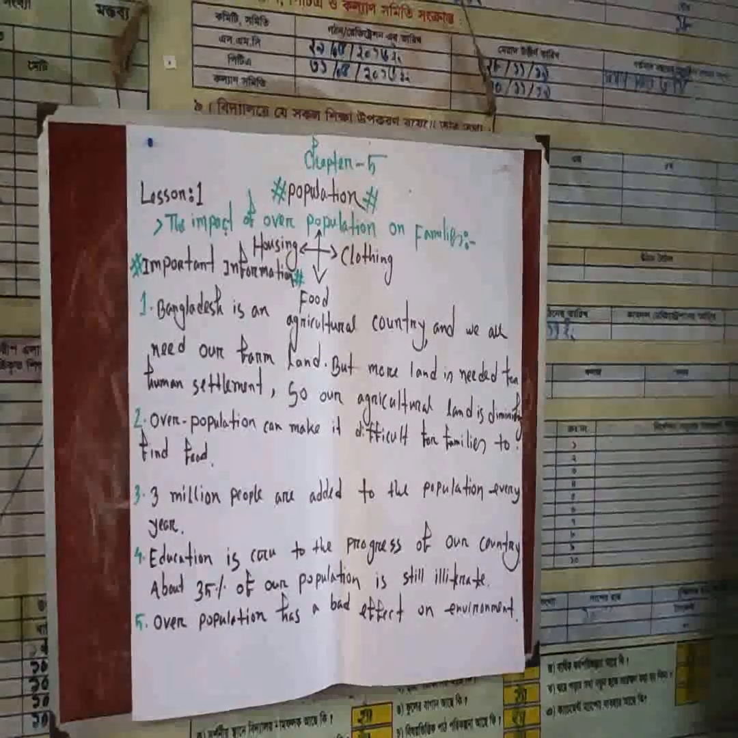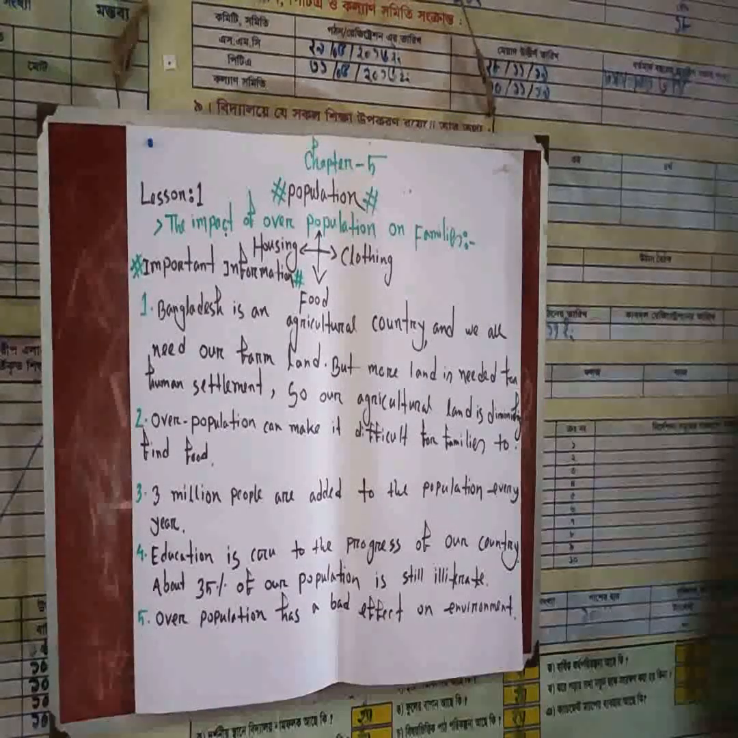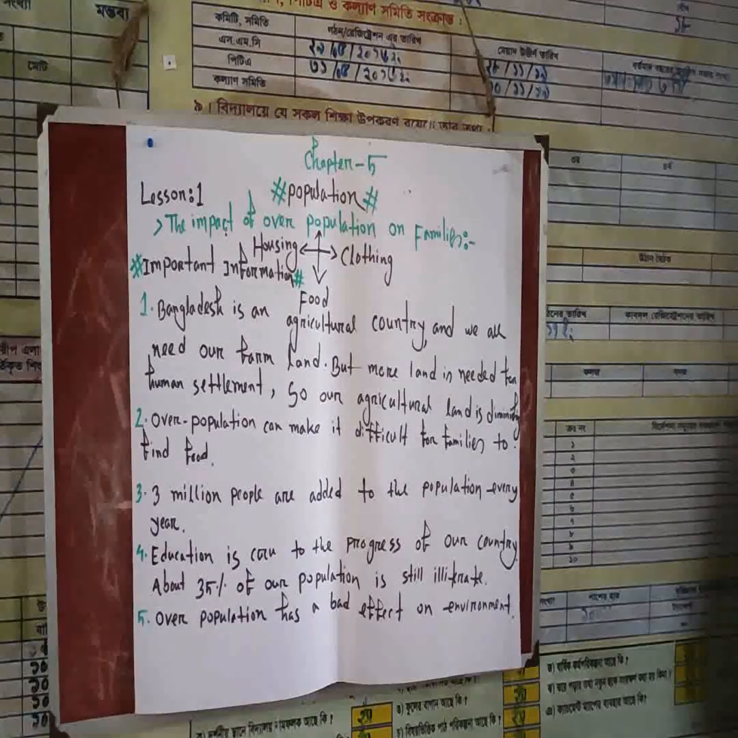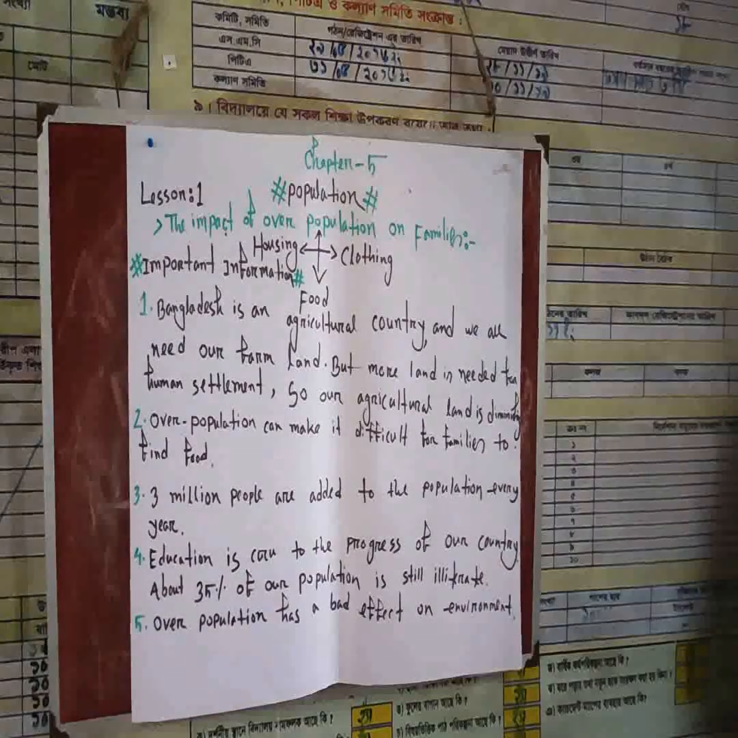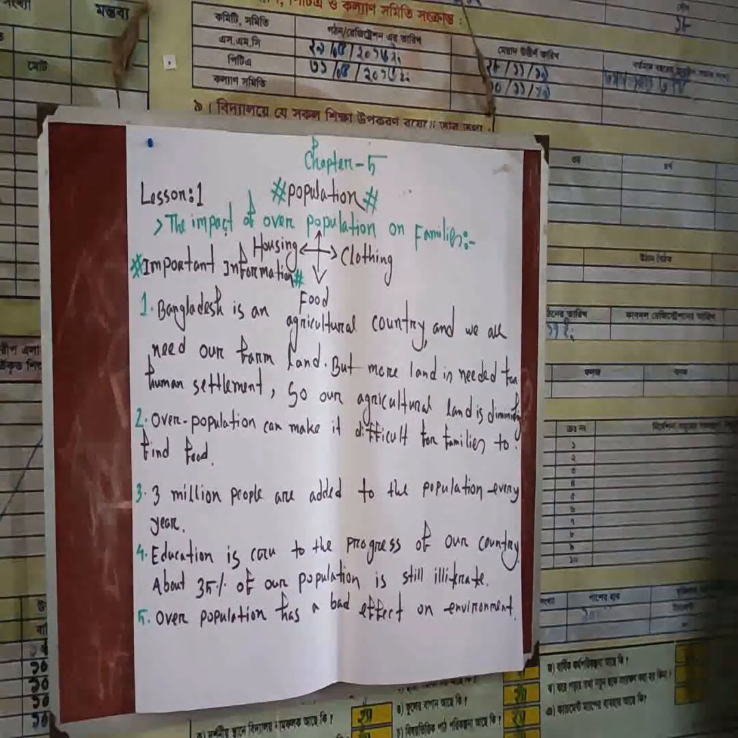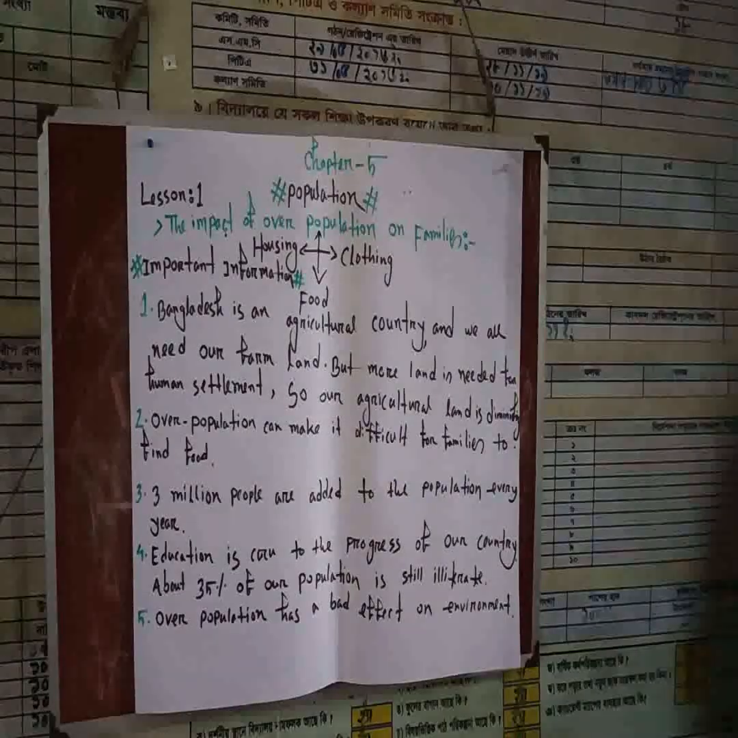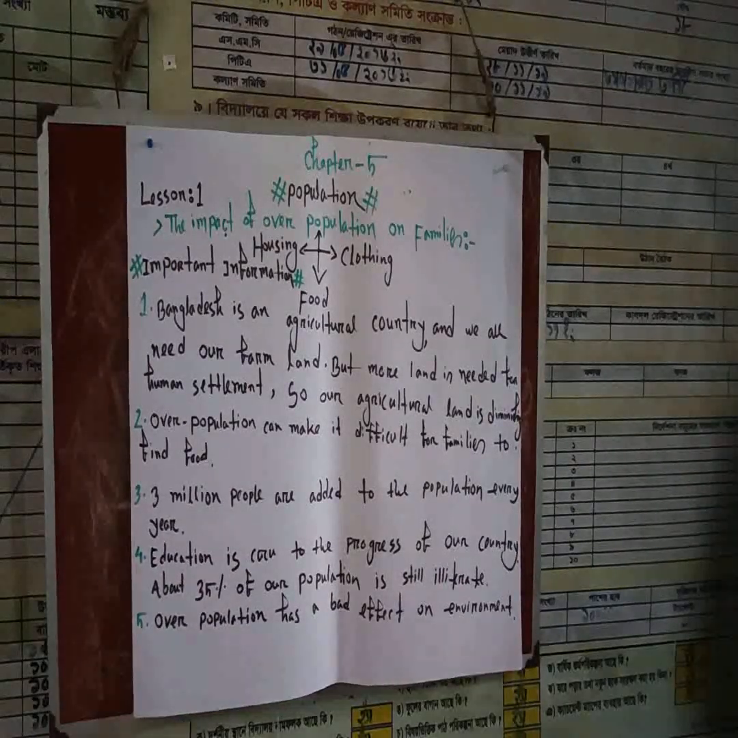So my dear students, here we'll discuss the impact of overpopulation from 3 perspectives: food, clothing, housing. My dear students, you know what? There are 6 basic needs for us, like food, clothing, housing, etc. Here we'll discuss 3 perspectives: food, clothing, and housing. Overpopulation can make it difficult for families to find food.